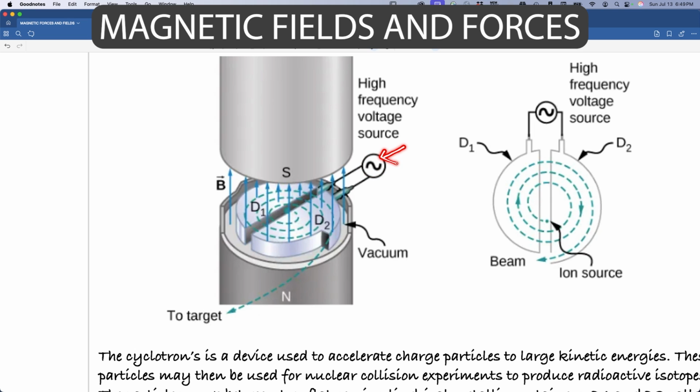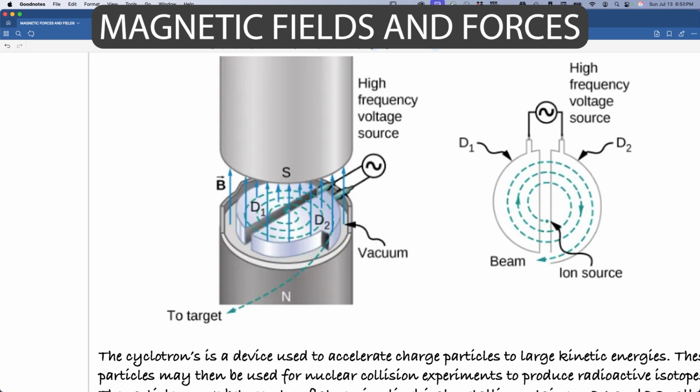This is not DC, this is AC. What does that mean? That means that at one instance, D1 becomes positive, D2 becomes negative, and then D2 becomes positive. It keeps switching, and that happens at a very high frequency. We'll do AC as the last chapter in electricity, but you just need to know this, that D1, D2 keep switching polarities. They become alternatively positive and negative.